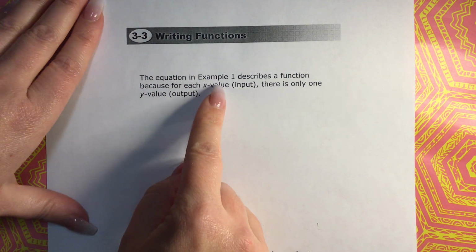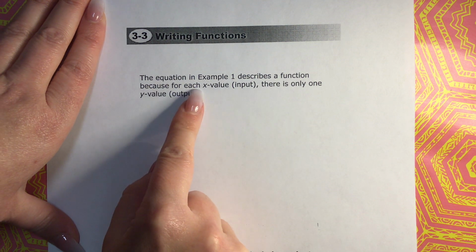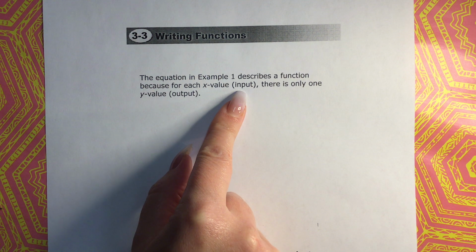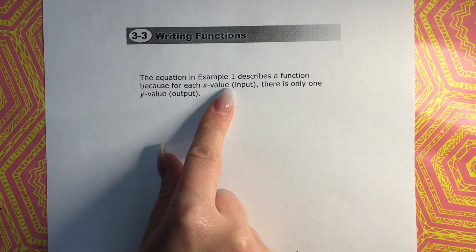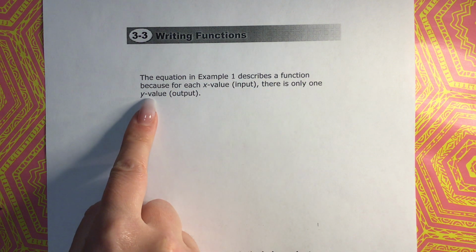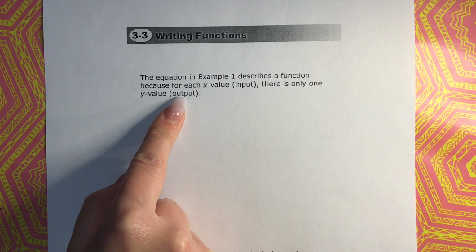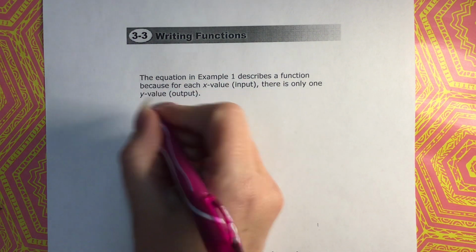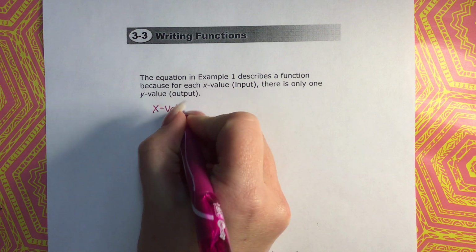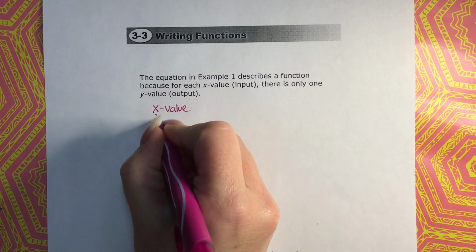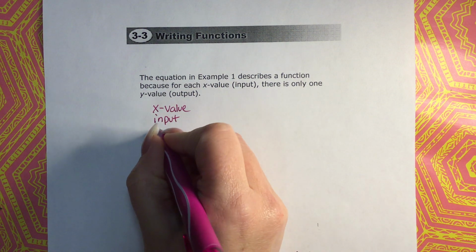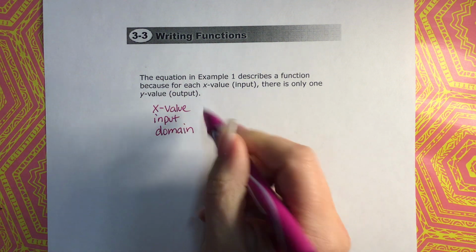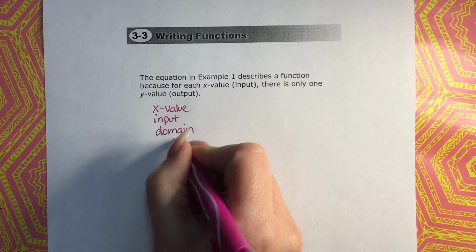So the equation in example 1 describes a function because for each x value, or input, that means input and x value are the same thing, there is only one y value or output. Okay, so these are some new terminology. So far we have, what do we have? We have x value. We have input, which means the same thing as x value. We have domain. So those are 3 different ways to express just x.